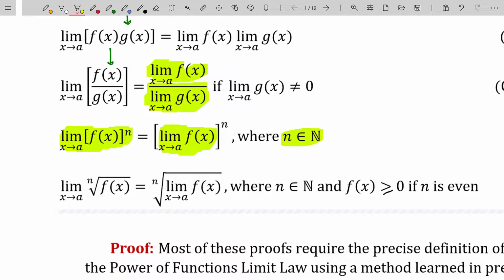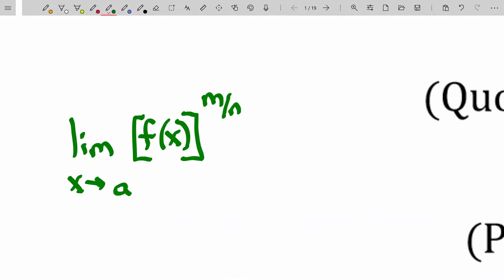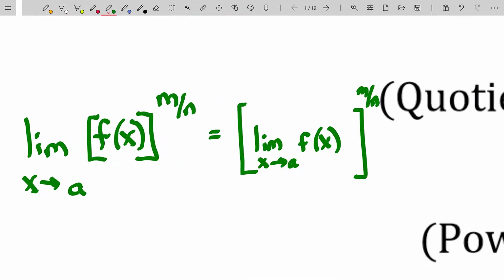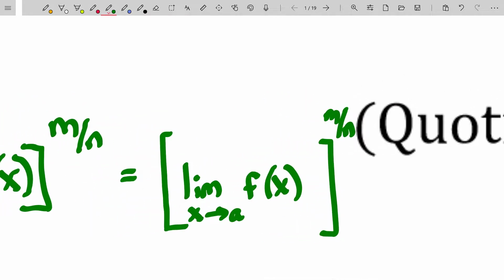And I did mention something about these last two limit laws working in concert with one another to create kind of a bigger limit law. And that bigger limit law is essentially the following. The limit as x approaches a of f of x raised to the m over n power is equal to the m over nth power of the limit as x approaches a of f of x. This is provided that f is non-negative if n is even. Remember, if n is even, you're taking an even root there, and so f being negative is a problem underneath an even root. But those things kind of naturally come to you as you move through.